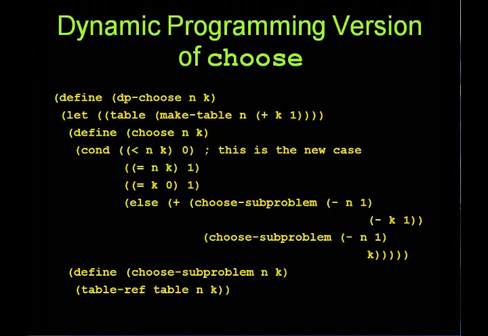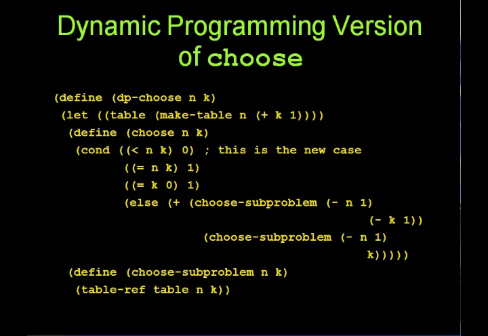So this is first you create a table, n by k plus 1, and then basically define choose to be this. If n is less than k, obviously you can't choose. The only way is 0. If n and k are the same, it's 1. If k is 0, it's a 1.